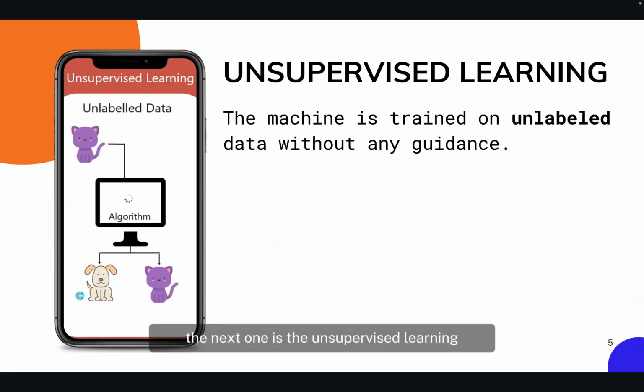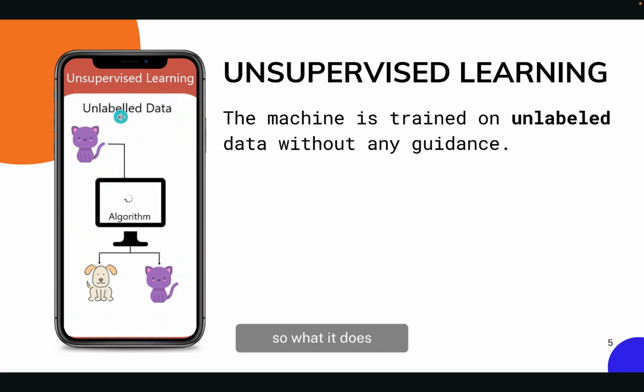The next one is unsupervised learning. From the word itself, unsupervised, we don't give any guidance to it. The machine is trained on unlabeled data. It is the same as the example a while ago, the supervised, but the difference is we don't have the label. We don't have the information prior to the training. What it does is use association and clustering to group the same categories.